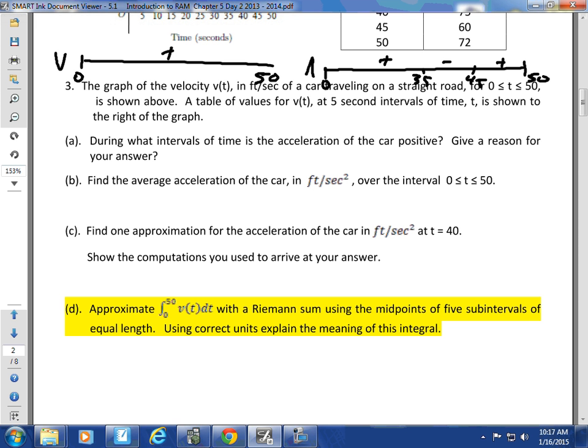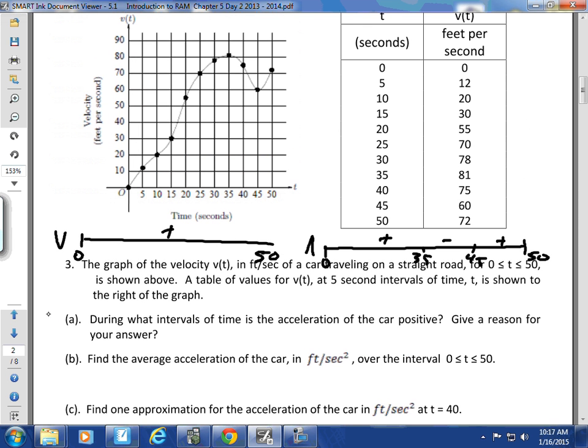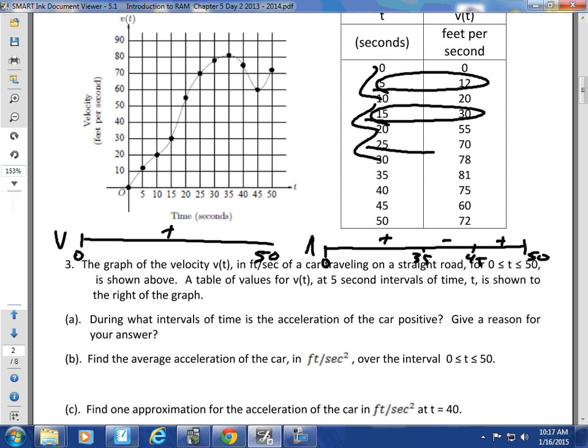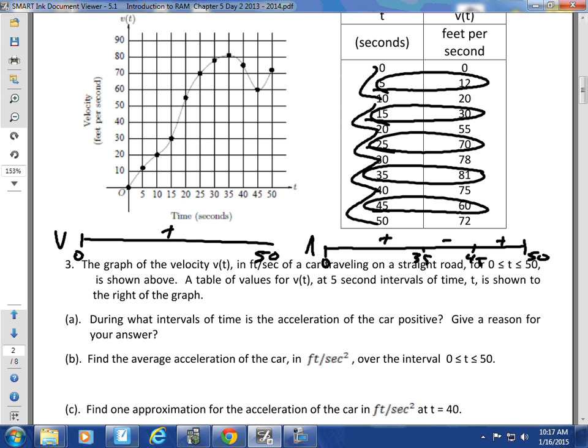And I want midpoints. So how wide is each rectangle? 10, and there's going to be 5 of those. So 10 plus 10 plus 10 plus 10 plus 10. And they want midpoint heights. Well, use the height at 5. Use the height at 15. Use the height at 25. Use your height at 35. And use your height at 45. And you've got it.